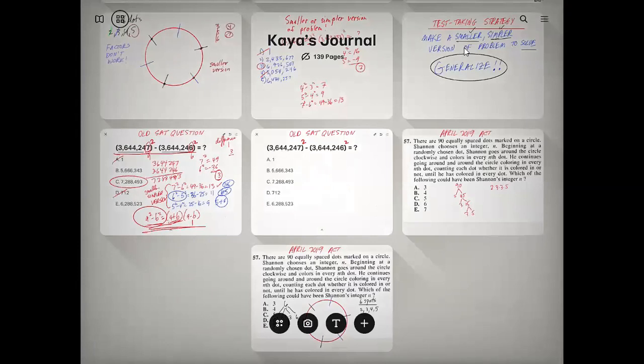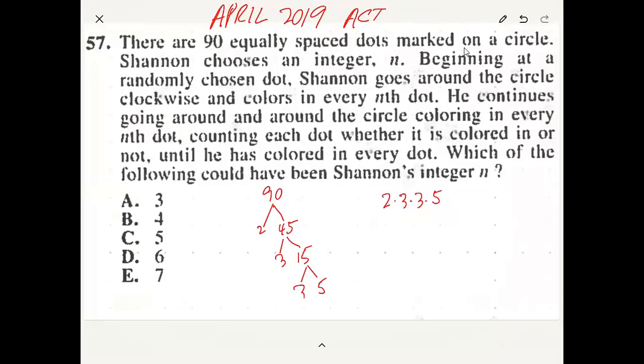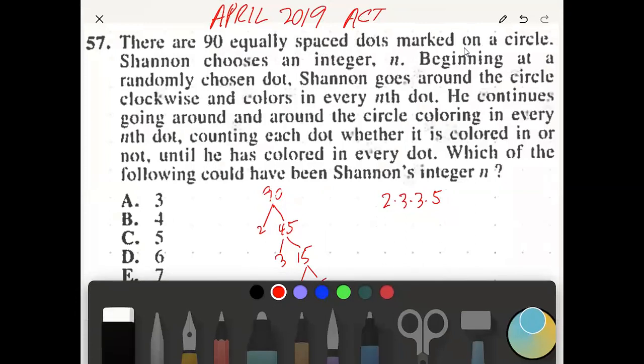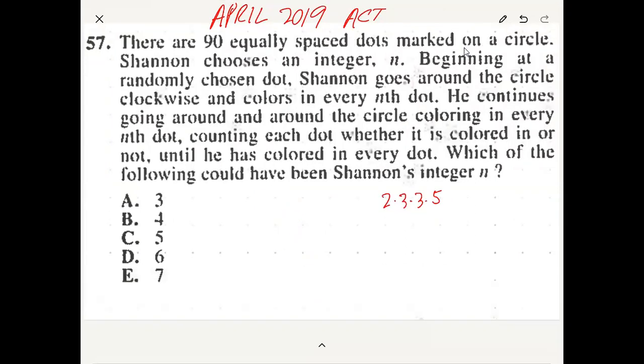Second example. Let me clear this up a little bit. I've been working with my niece, who's going to be taking the ACT in the summer. So we were working over the weekend on an ACT practice exam, the April 2019 practice exam.